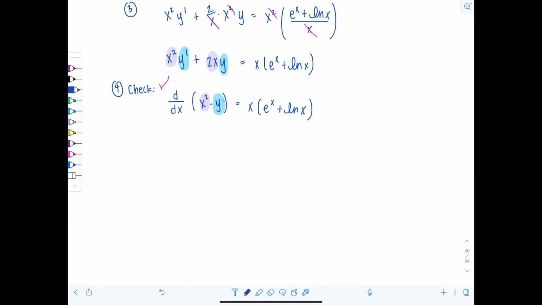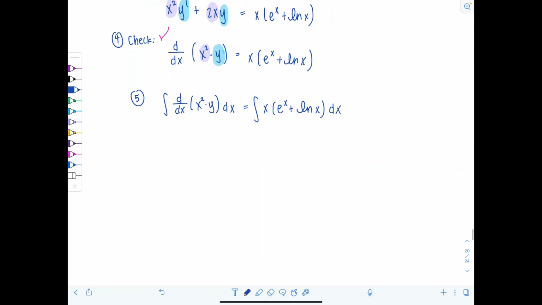What is step 5? That's when we actually integrate and solve this. So we're going to integrate both sides now with respect to x. On the left-hand side, remember we had the derivative with respect to x of x squared times y. Don't forget to add your dx here. And then on the right-hand side, we're going to integrate x times e to the x plus ln of x. Integrate that now with respect to x. Okay. Left-hand side's my favorite. It just all reduces to x squared y.